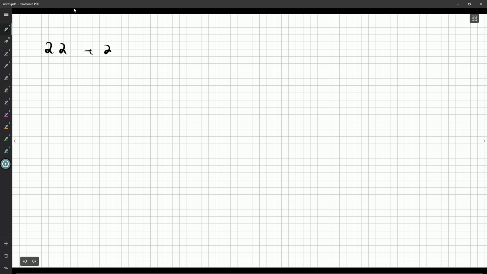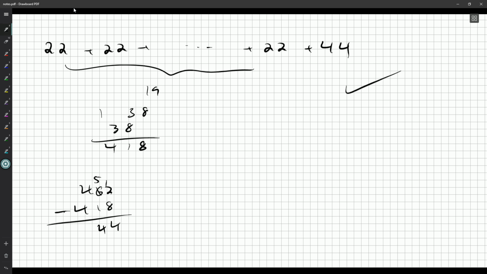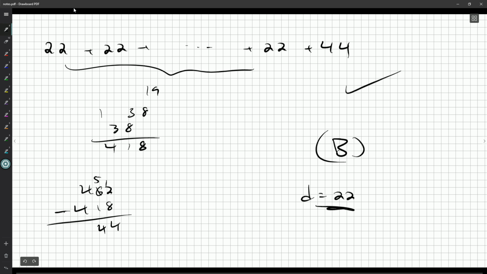If I have most of these numbers, let's say 19 of these numbers be 22, then what are you going to have? 2 times 19 is 38. 38 times 11, 38, 8, 1, 1, 418. And then what's left to get 462? 44. So have your 20th number be 44, and you're good to go. Right? That should be it. So yeah, that does work, and so the answer is B. The greatest common divisor is 22.